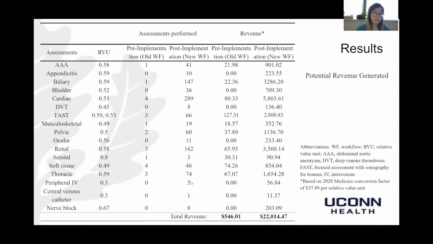We took those exams that were completed by attendings only and were fully compliant and broke them down into exam types and potential revenues generated using the 2020 RVU conversion factor. You can see here that there is a large increase in potential revenue with the new workflow, from 500s to 22,000s.